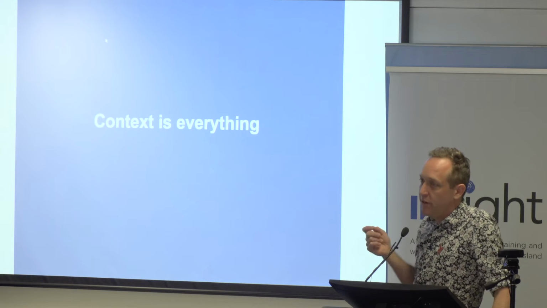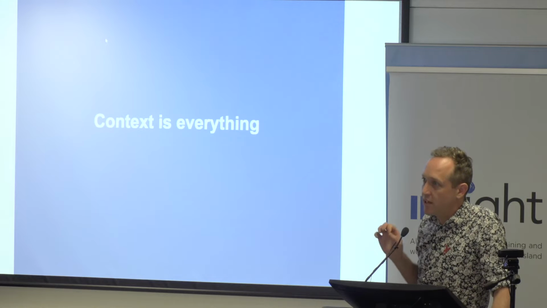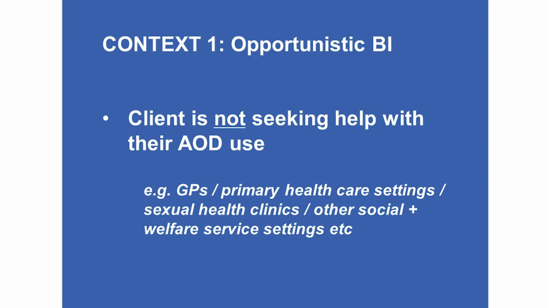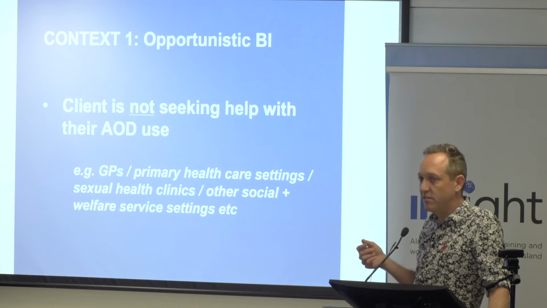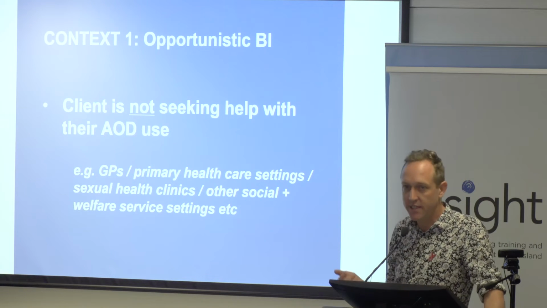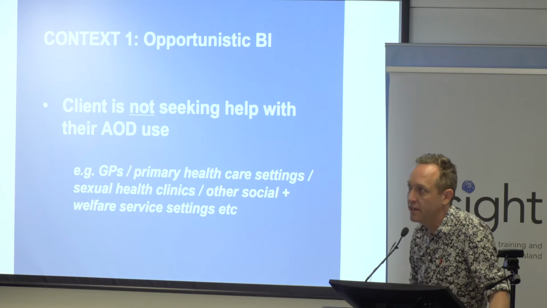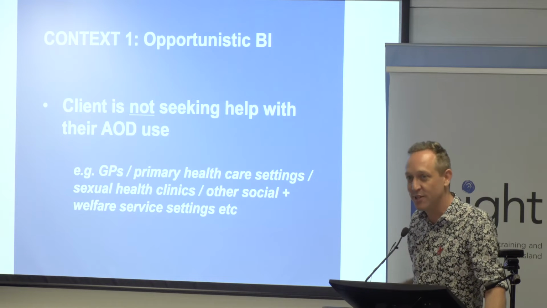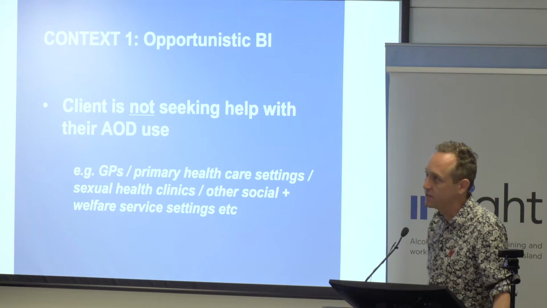But choosing the screening tool or assessment process you use is really important, and that context is really critical. It needs to match the client or patient's presentation. In the literature, they talk about opportunistic BI or specialist BI. Opportunistic BI tends to be when the client is not seeking help with their AOD use. This tends to happen in, say, primary healthcare settings, maybe sexual health clinics, other social welfare service settings where somebody is AOD trained or understands how to do it, but the client is not necessarily there seeking an AOD intervention. And as you can appreciate, the way to tackle that conversation is a lot different from someone who comes in and says, "Hi, I'd like to talk to you about my alcohol use."